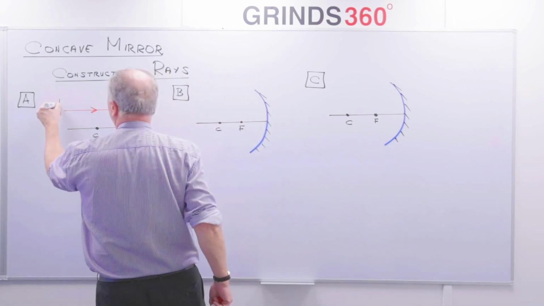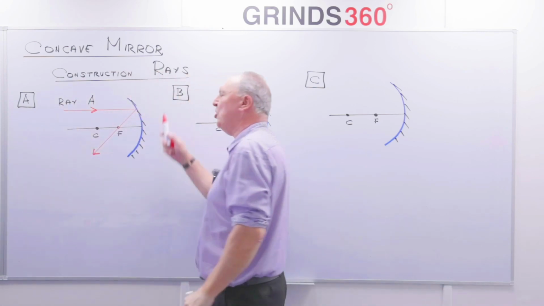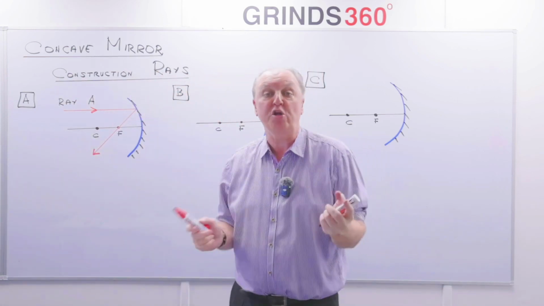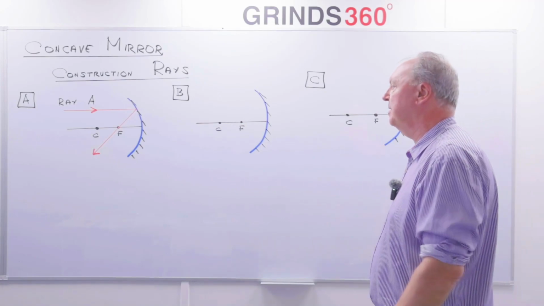So I'll call that ray A. These are called construction rays. You're going to use them to actually find your images later on.